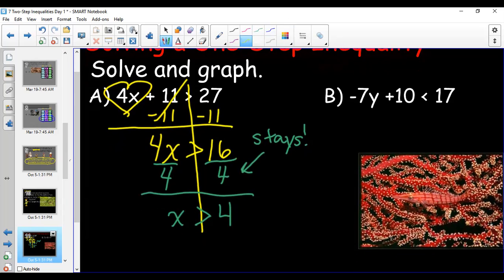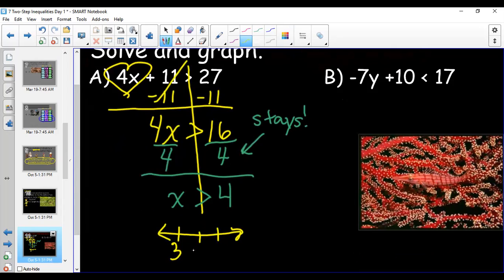And last, we're going to graph our answer here. So this is kind of what we did yesterday. We put 3 numbers on the number line. We put 3, 4, and 5, always one smaller and one bigger. And we would have an open circle at 4, since it's not equal to. And the big side of the inequality symbol is pointing to the x. So that means the x is our bigger number. So we're going to shade the bigger numbers. Or x is greater than, so we're going to shade the greater numbers.